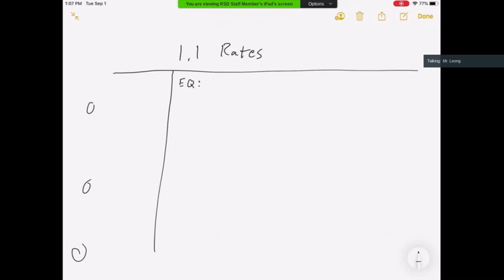Why is it important to find unit rates? Okay, why is it important to find unit rates? So we're going to talk about what a unit rate is, and we're going to talk about what it does and why it's useful for our lives. Hopefully you'll get an understanding of that. Okay, so go ahead and write that down. I'll give you guys a second.